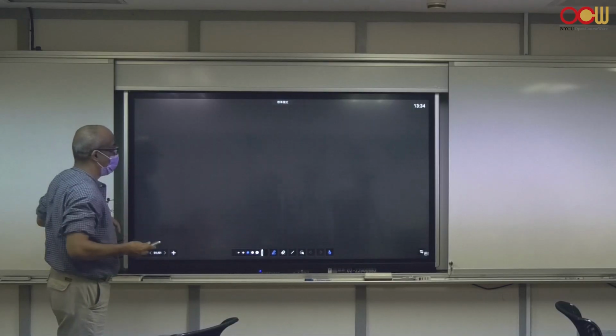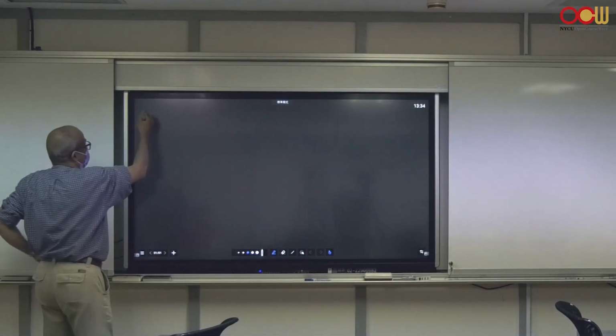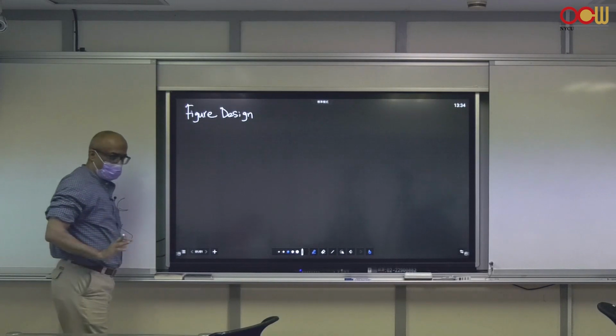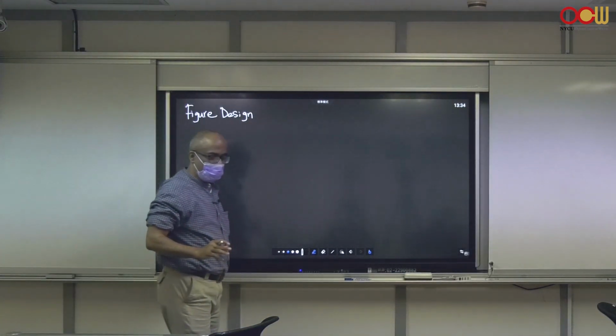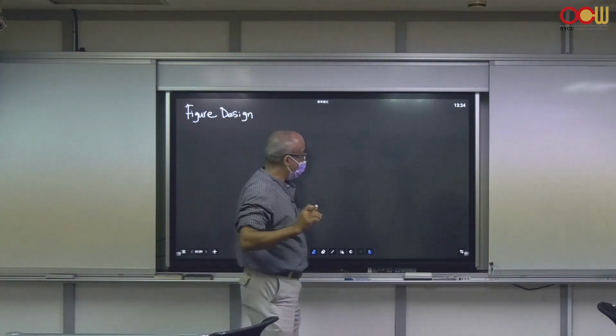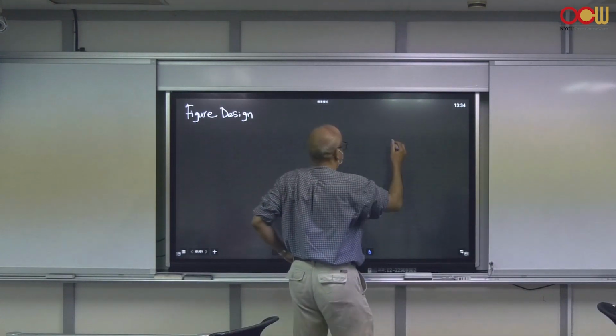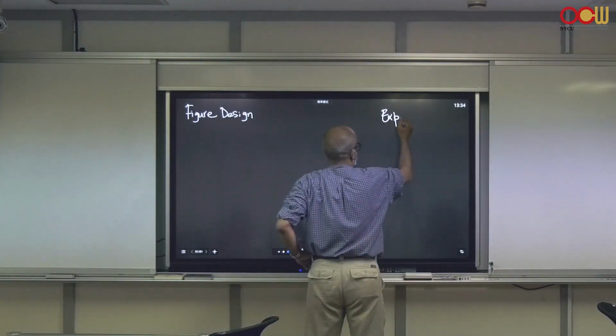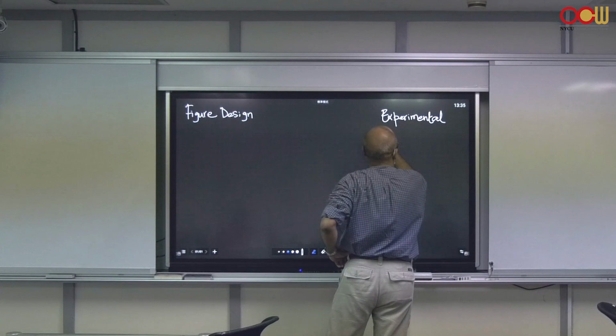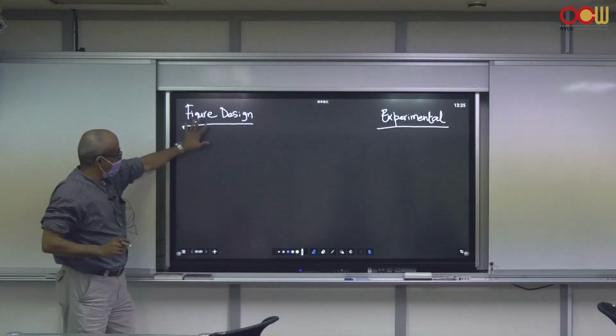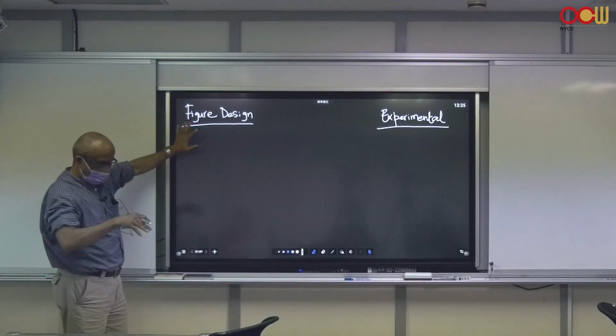Today we have two things to do. One will be figure design. We will learn a lot about figure design today. Try to finish today. Let's see how far we can do. And the second thing will be to do experimental. These two things we will try to learn today. This file will be quite big, so I will do this next.